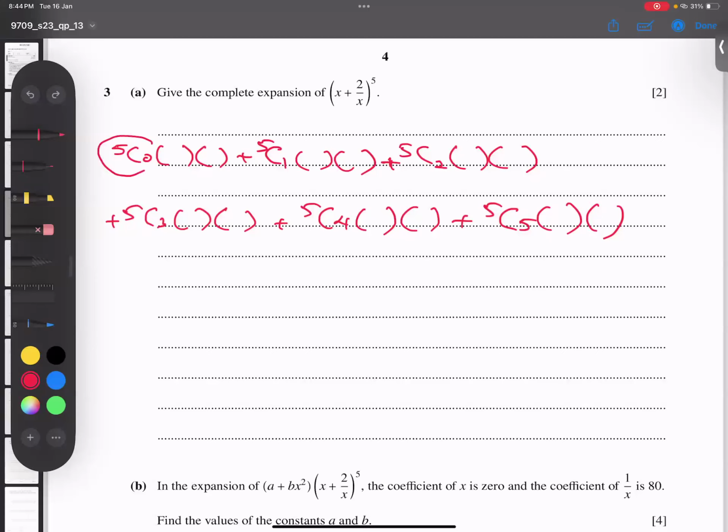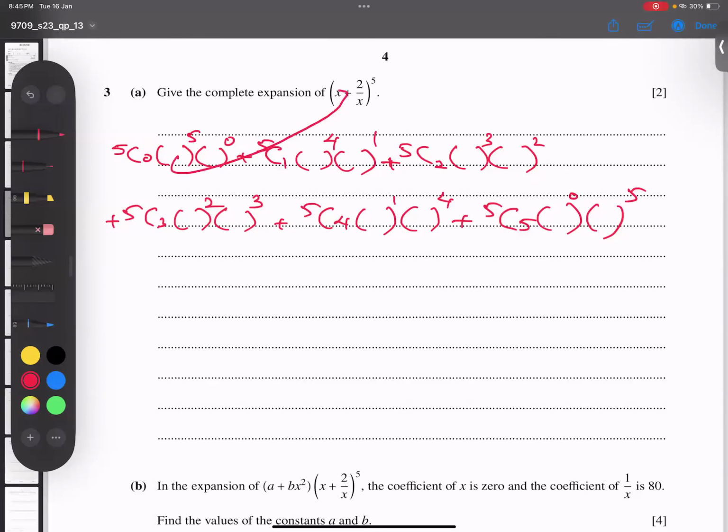I'm saving my time. 5 and 0 subtract, we get 5, and this 0 comes directly. 5 and 1 subtract, I get 4 here and 1 directly. 5 and 2 subtract, I get 3 and 2 goes directly to the second bracket. 5 and 3 subtract, I get 2 and 3. And 5 and 4 subtract, I get 1 and 4, and 0 and 5.